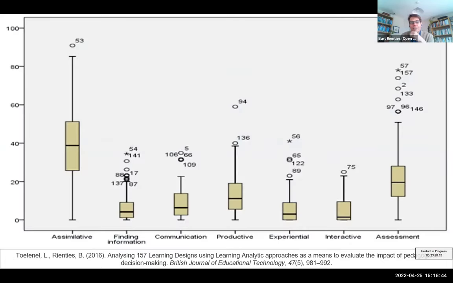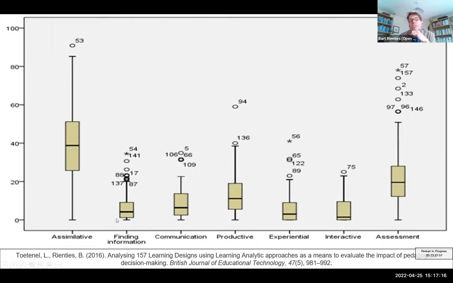And what you see here in a quite scary graph, this is the Open University, or at least this was the Open University in 2016. So what you see here is that there's a lot of so-called watching and listening activities. Around 40% of our courses spend a lot of time giving students useful information about learning a particular discipline, with one course, 53, giving nearly 90% assimilative activities.